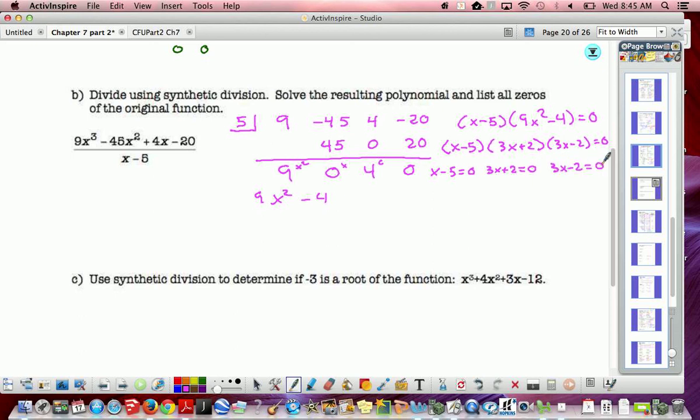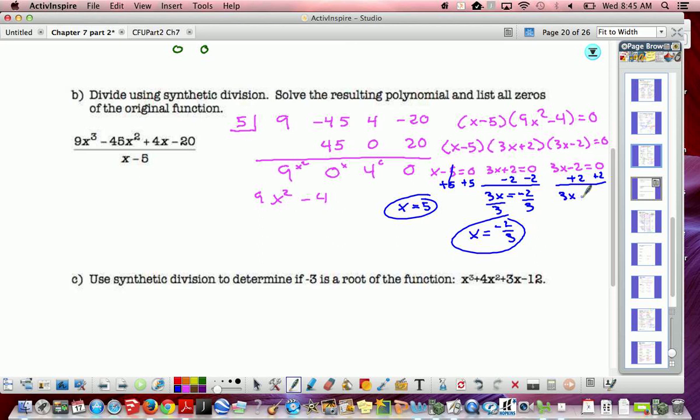And solve. So here I'm just going to add 5. So x equals 5 is a 0. Cross it out. So here I'm going to subtract 2. 3x equals negative 2. Divide by 3. x equals negative 2/3 is a 0. And then on the last one, I'm going to add 2. 3x equals positive 2. Divide by 3. x equals positive 2/3. And I have my solution.